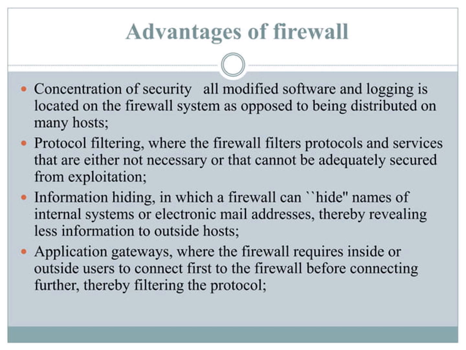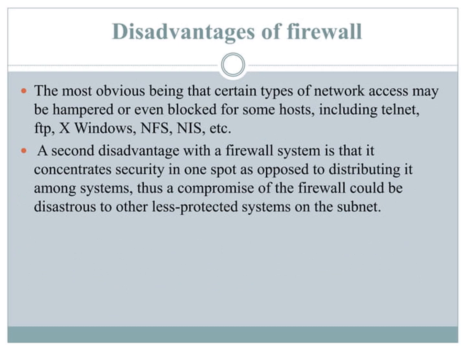Information hiding, in which a firewall can hide names of internal systems or electronic mail addresses, thereby revealing less information to outside hosts. The fourth one is application gateways, where the firewall requires inside or outside users to connect first to the firewall before connecting further, thereby filtering the protocol. You can clearly understand the advantages of the firewall.